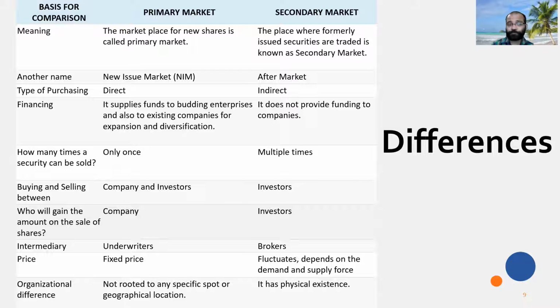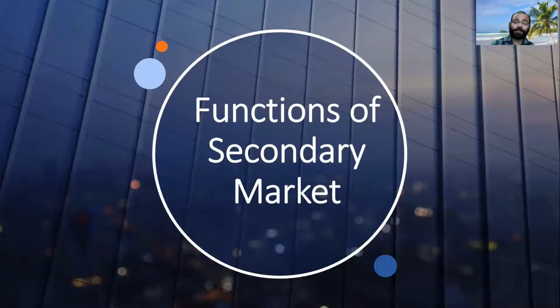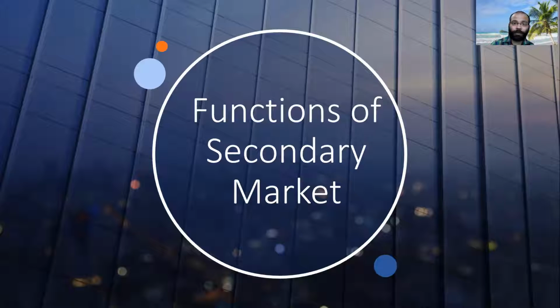And finally, the organization differences. In case of primary, it cannot be rooted to any specific spot or geographical location. But in case of secondary, it has physical existence too. Let us see some important functions of secondary market. So what are the important functions?